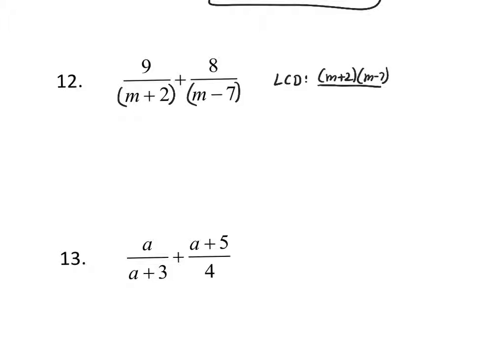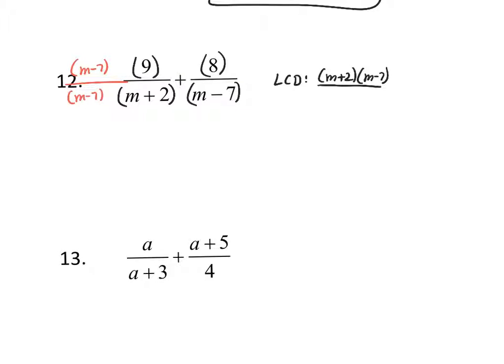So we can multiply them together to get a common denominator. And as you can see here, I'm putting everything in parentheses right away, so when I multiply, I don't forget my distributive property. So if I want the least common denominator to be m plus 2 times m minus 7, I would need to multiply this side by m minus 7 on the top and the bottom.